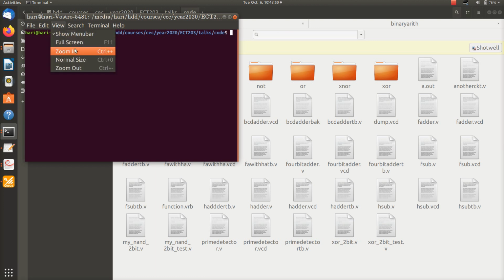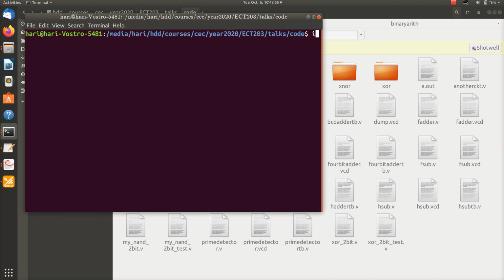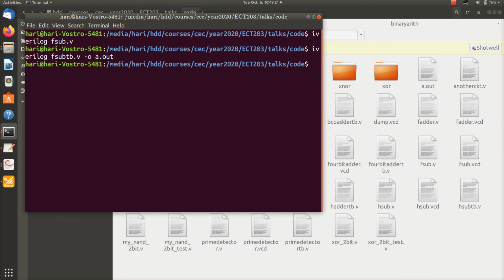I will enhance it a little so that you can view that. Now I can say iVerilog fsub.v. Now I can run this test bench, iVerilog tb.v -o a.out. Now both files are compiled without a problem. Now I have to run this executable, that is a.out.